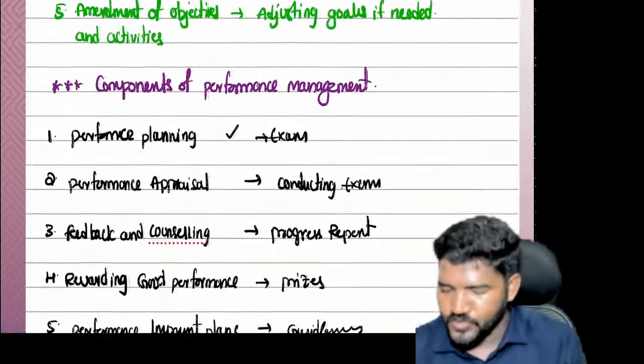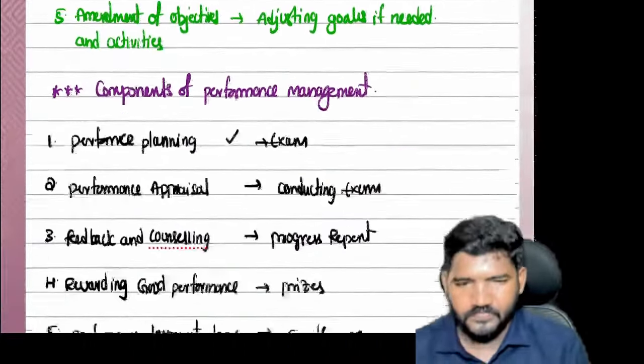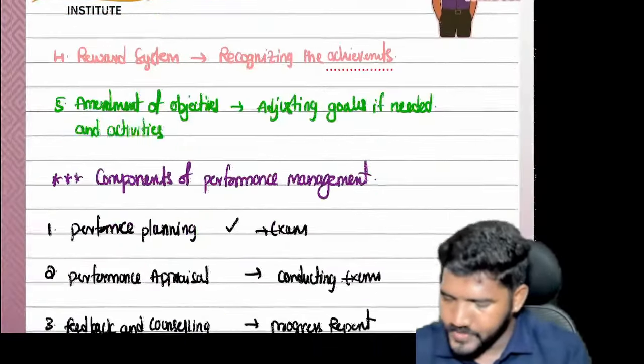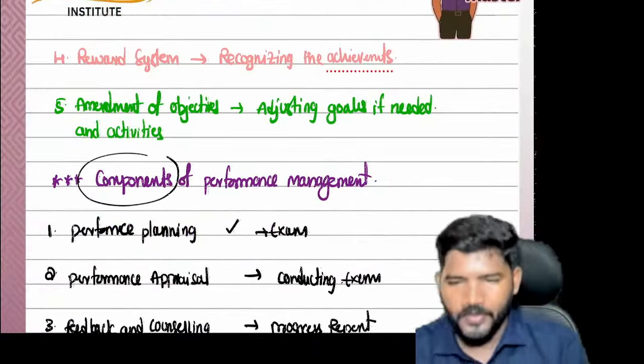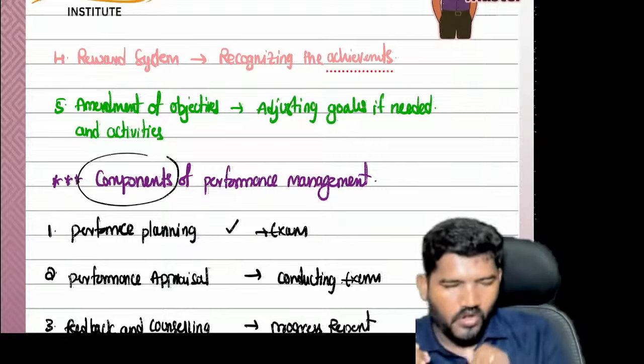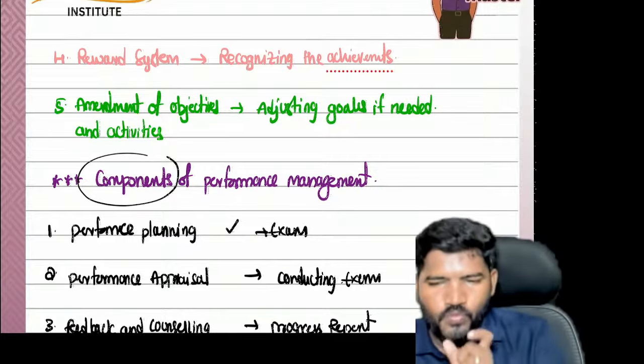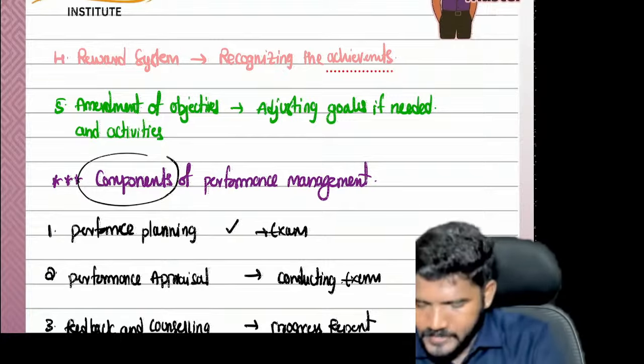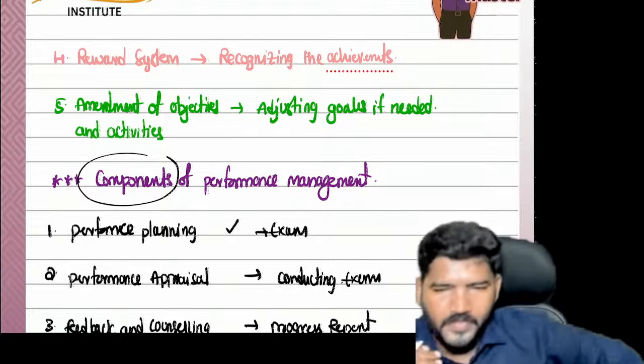Any doubt regarding this question, guys? Compared to elements, these components are very important. A lot of times they ask a question like this: What is meant by performance management and its objectives? Explain the components of performance management.